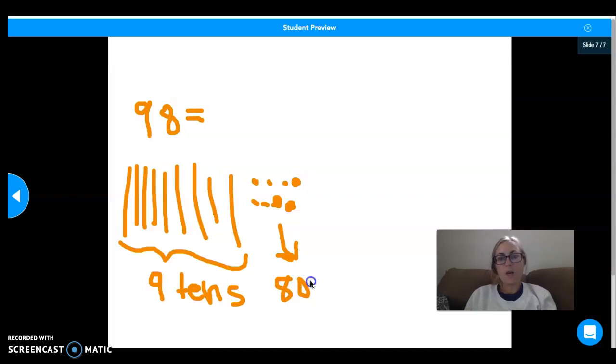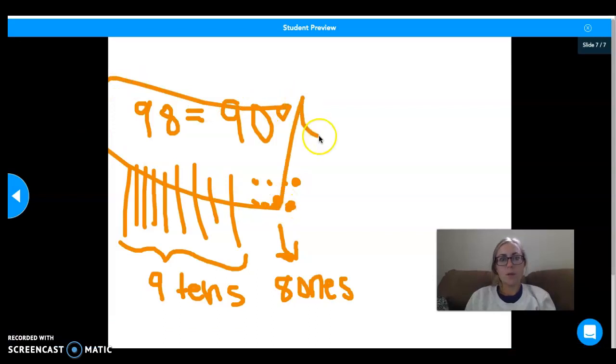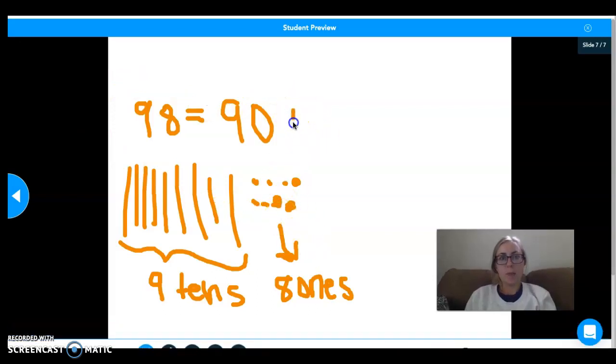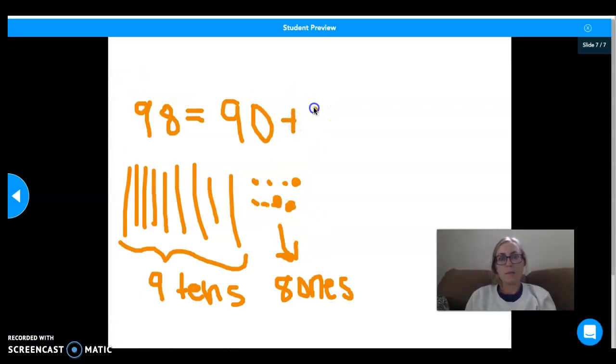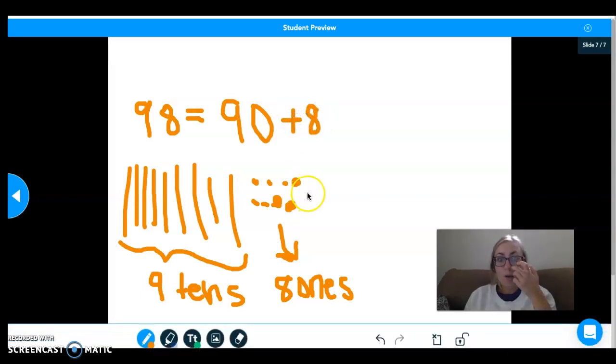I could also write that as 90 plus, oops, oh goodness, let me erase that, there we go, plus 8. So what you're going to do now is you're going to do this exact same thing on your lesson. So I'm going to pause this and show you what it's going to look like.